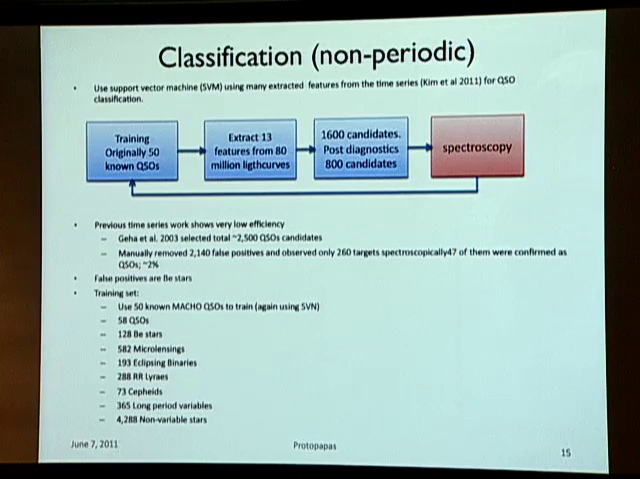So for the training set, this was a problem because it's not a good training set. We only have 50 known QSOs in the Macho database, 58, and we use 50 because 8 of them were in a different field. Then 128 B stars. Anything we could do is make a big soup of training set we could find, and we're sure that these are that type. This is how they look.